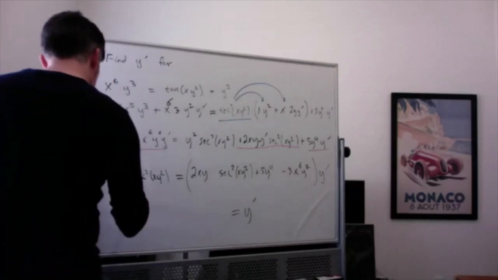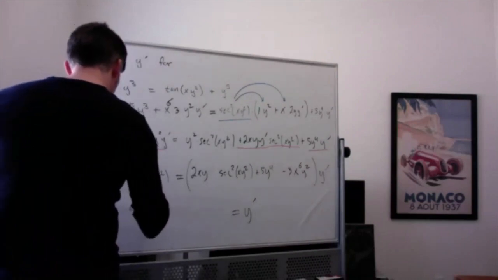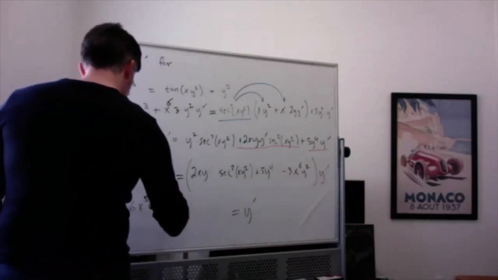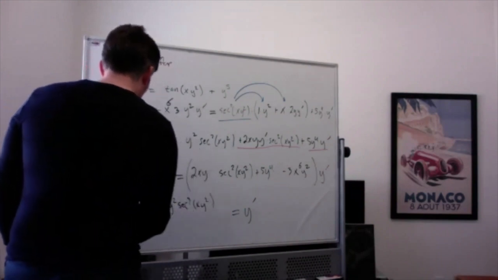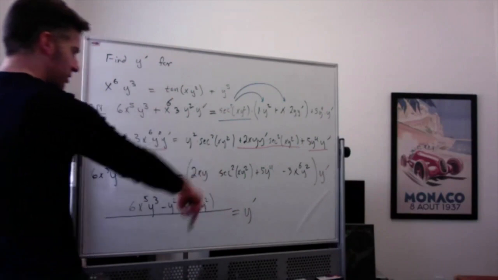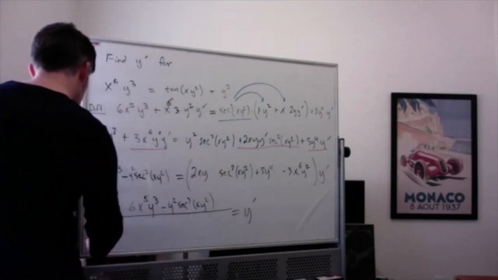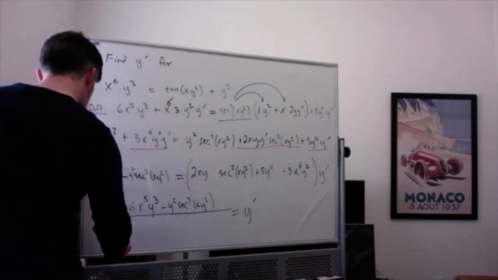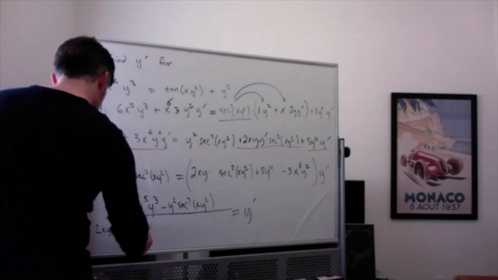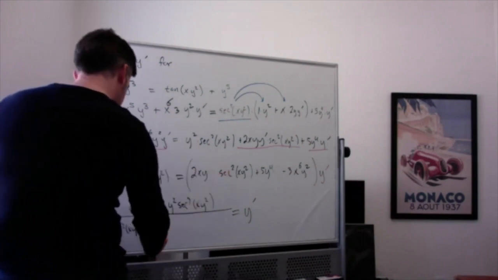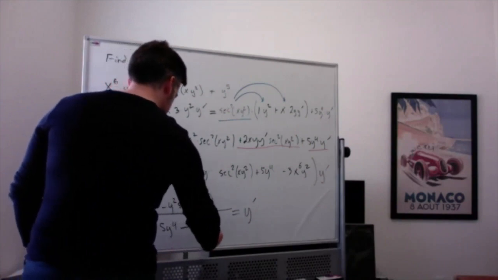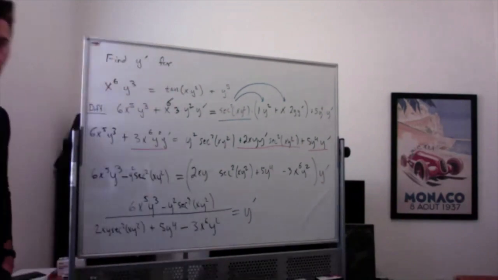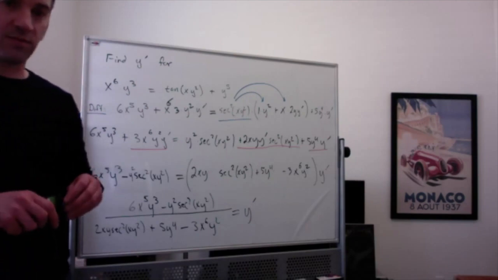So it's going to be 6x to the fifth y cubed minus y squared secant squared of xy squared, divided by 2xy secant squared of xy squared plus 5y to the fourth minus 3x to the sixth y squared. And that is gross.